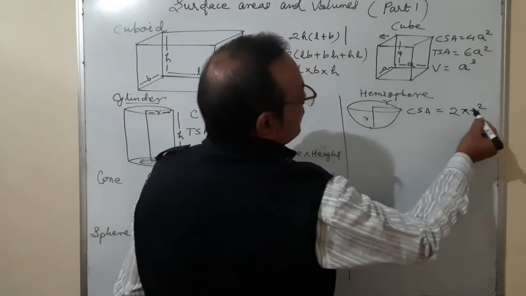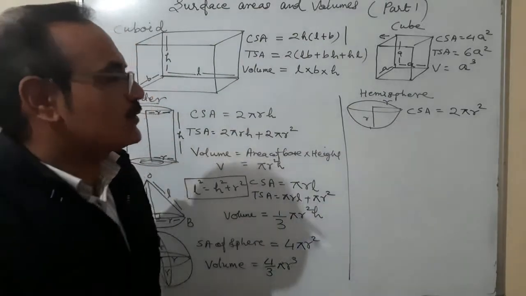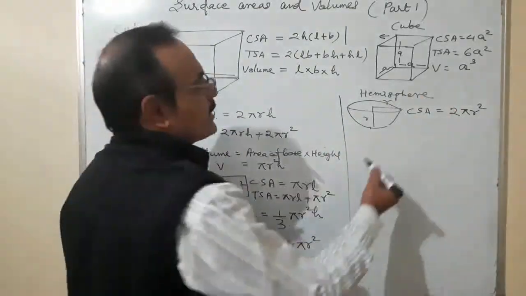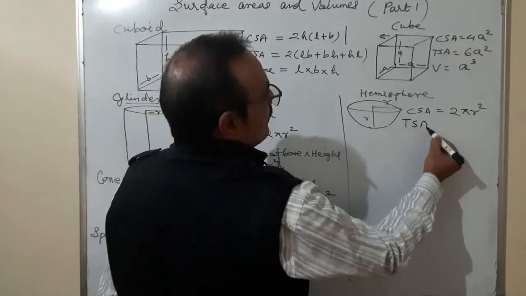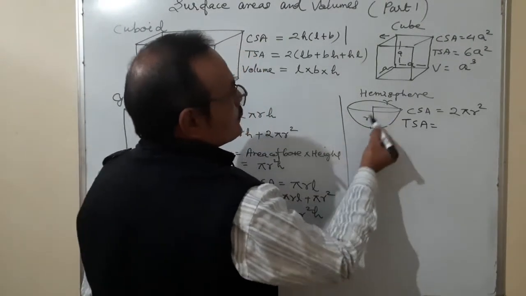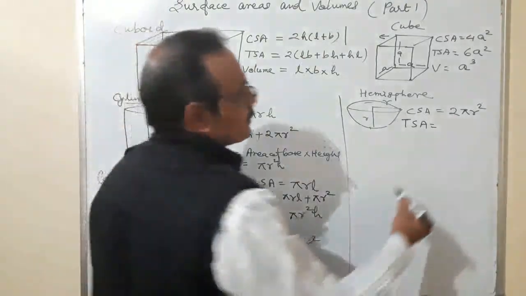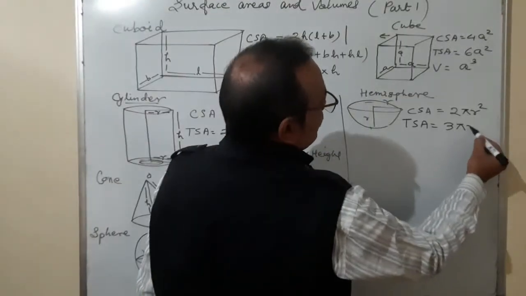You will remember like that: area of circle pi r square, CSA of hemisphere is equal to 2 pi r square. TSA of hemisphere: 2 pi r square is this portion, plus this is pi r square. So 2 pi r square plus pi r square, 3 pi r square.